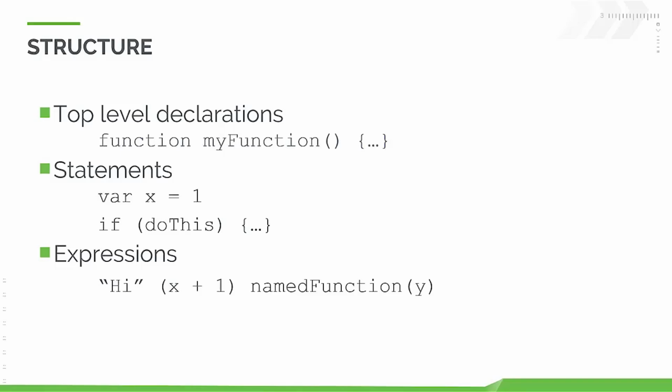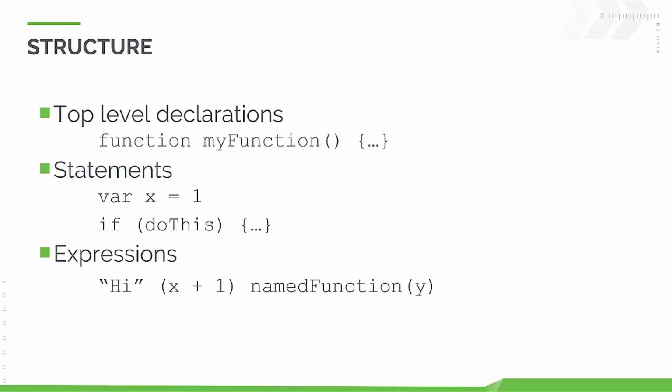A module consists of top-level declarations. Examples include imports, global constant declarations, type definitions, and function declarations. Declarations are important, but the bulk of the code is composed of statements. Statements are instructions to perform a certain action.